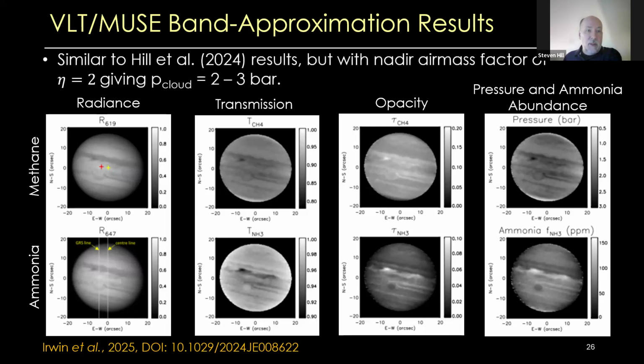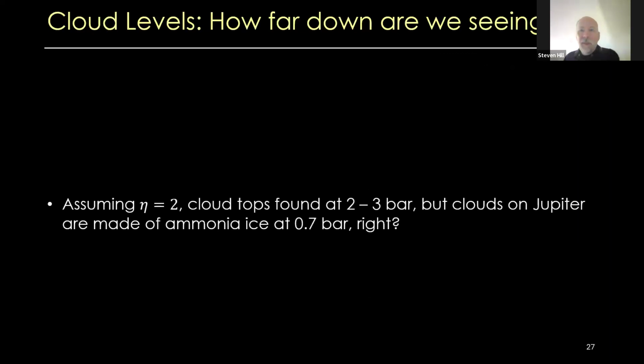The results he got were similar to my results from 2024, but he used a nadir air mass factor of 2, which gave a cloud level deeper than what I had obtained in that paper. He got 2 to 3 bar. I had used eta equals 4, which is valid for a disk-integrated spectral measurement and really wasn't the best thing to use when I was doing my spatially resolved measurements. So the air mass factor of 2 is the appropriate one to use there.